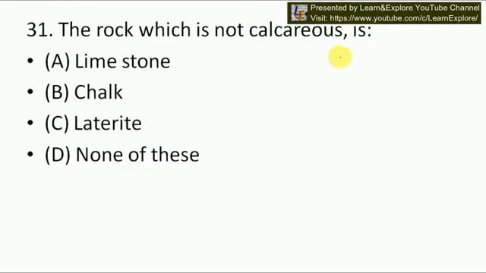The rock which is not calcareous is limestone, chalk, laterite and none of these. So our answer will be D, none of these. Why? Because these are all mostly or partly composed of calcium carbonate, and calcareous rocks contain calcium carbonate, right? So our answer will be D, none of these.